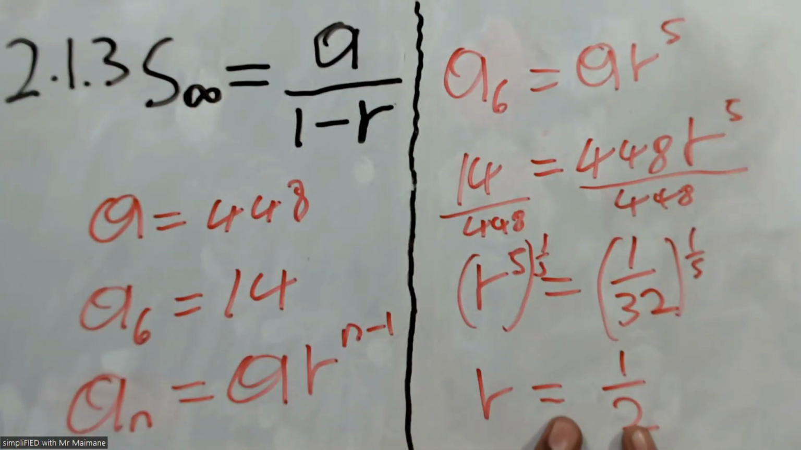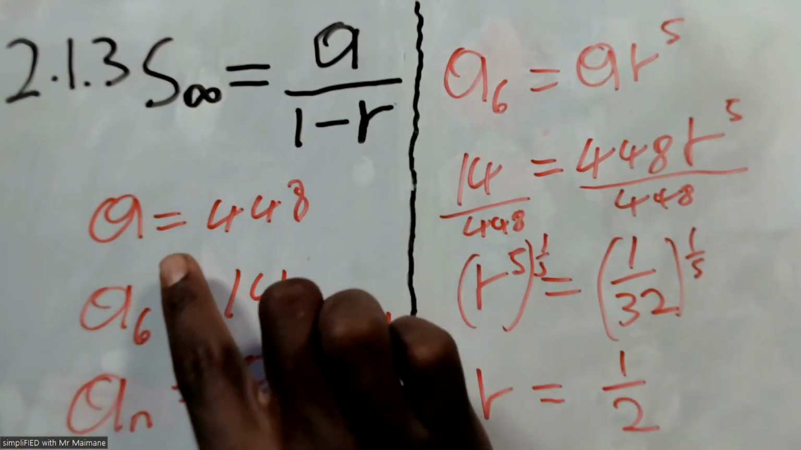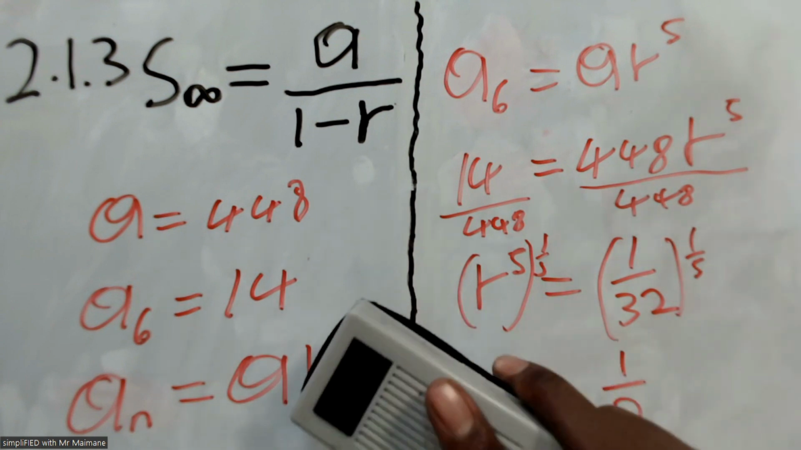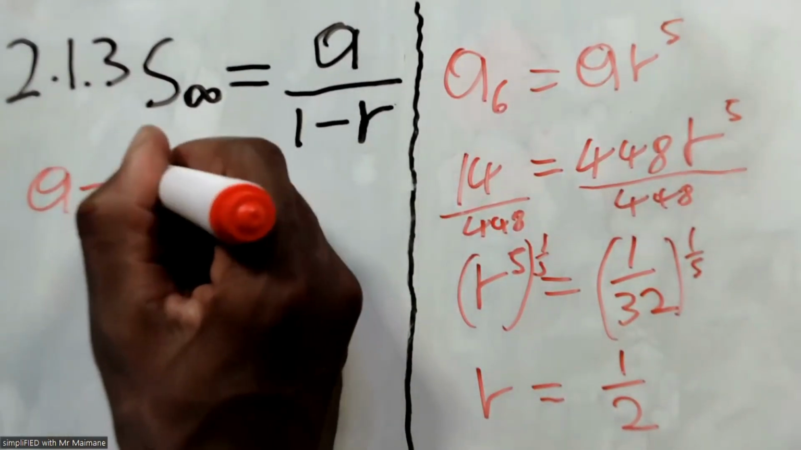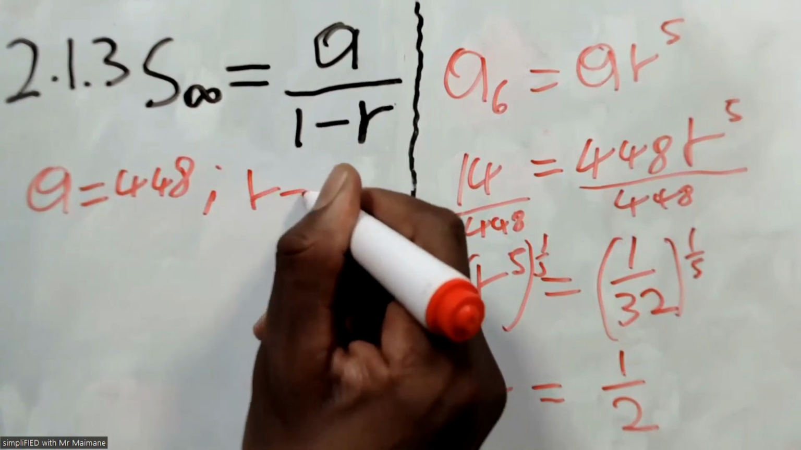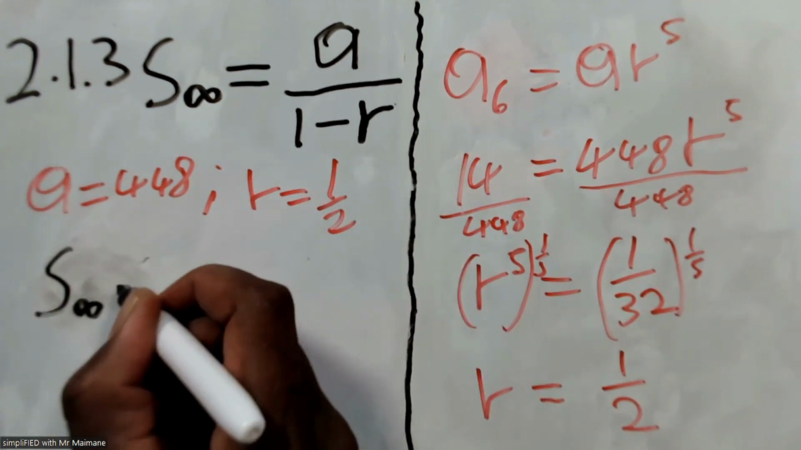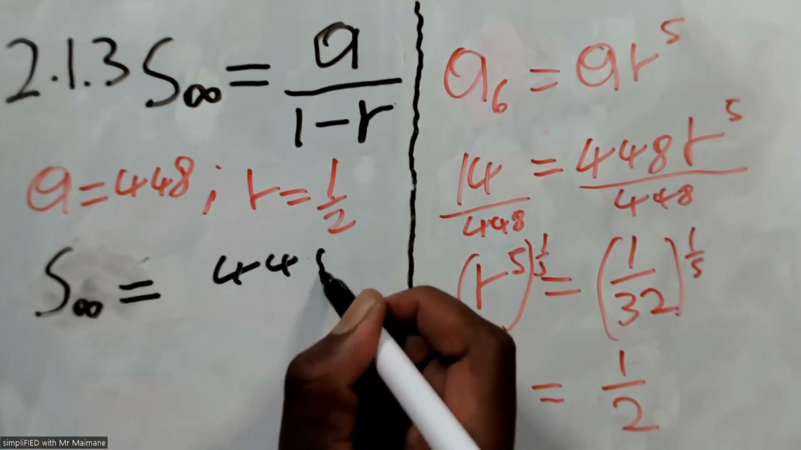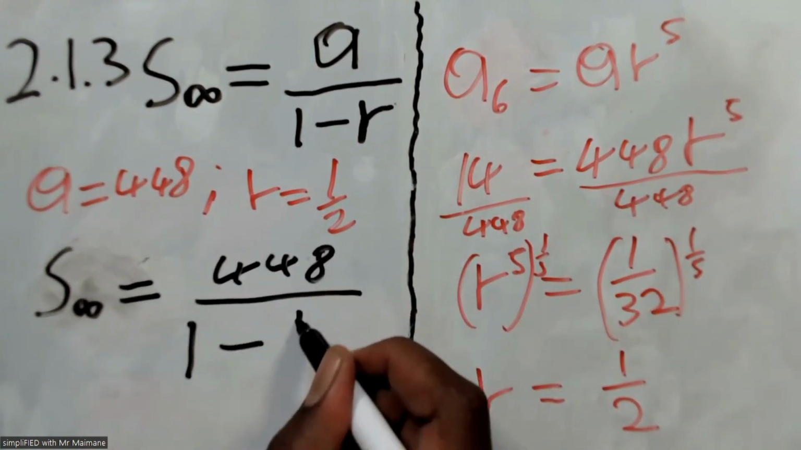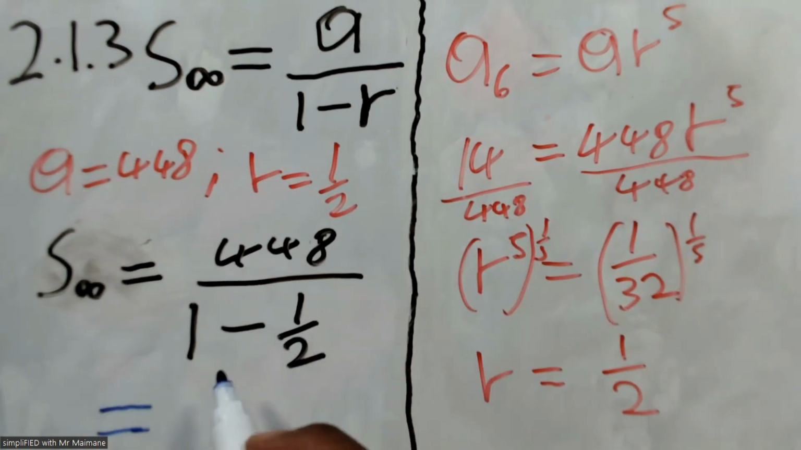So if R is 1 over 2 and A, let me just put it here. Now we know that A is 448 and we know that R is 1/2 because we calculated R here. And then all we need to do is just substitute. So the sum to infinity is going to be 448 divided by 1 minus 1/2. And if you punch this in your calculator, your final answer will be 896. That means the sum to infinity will be 896.